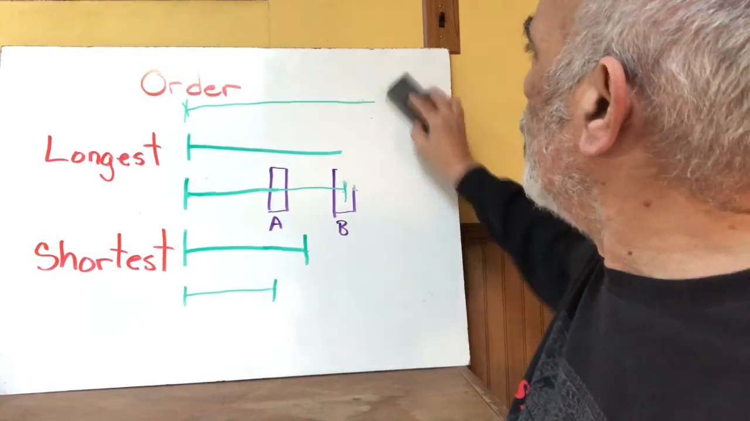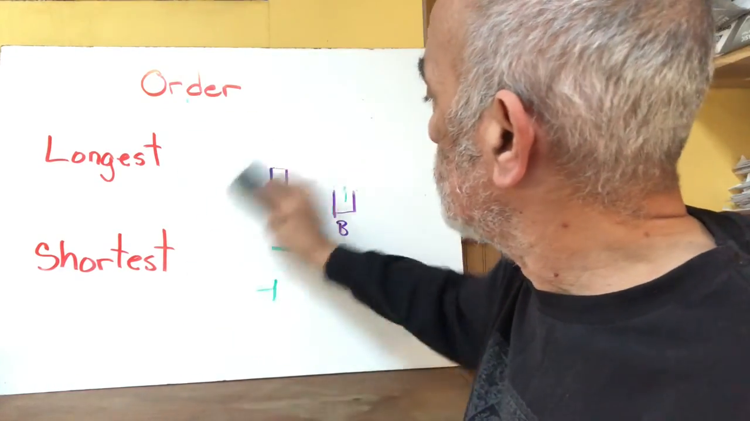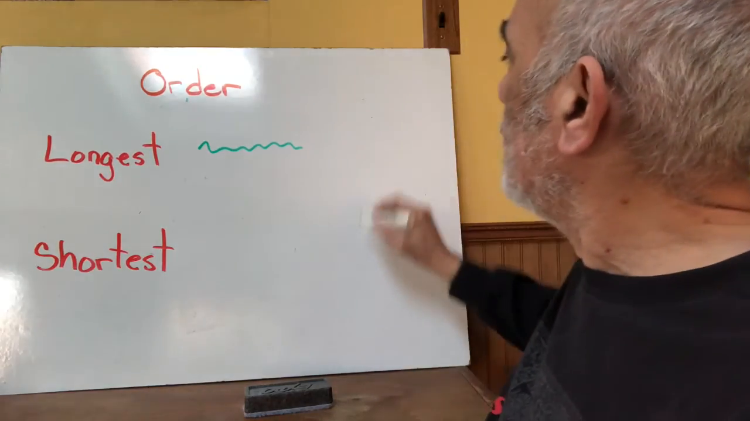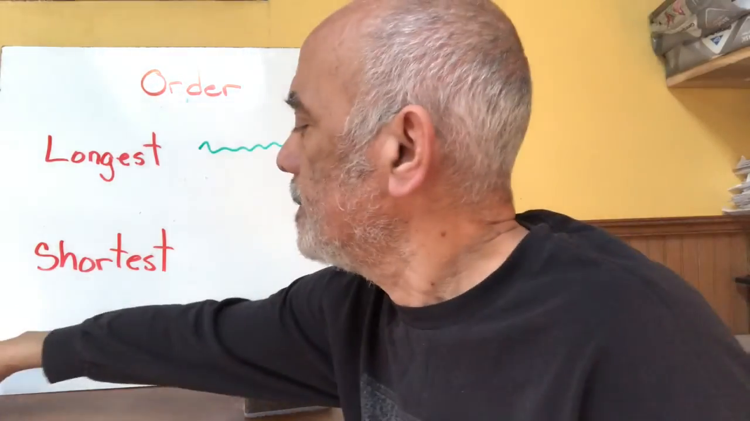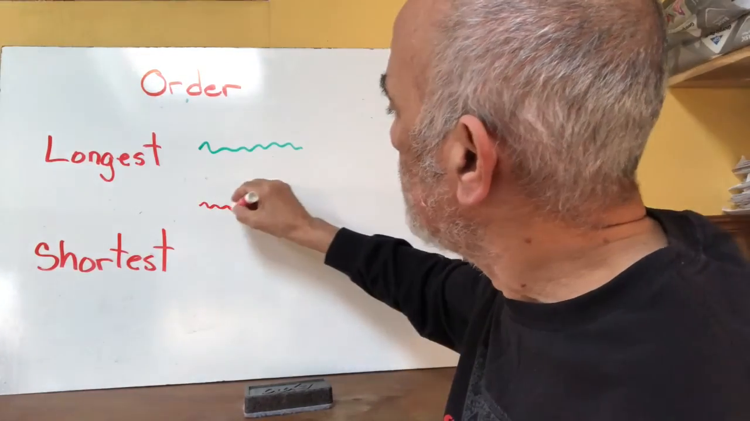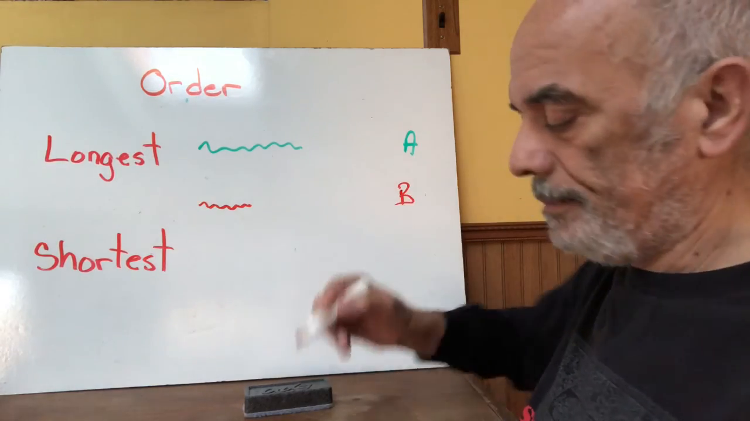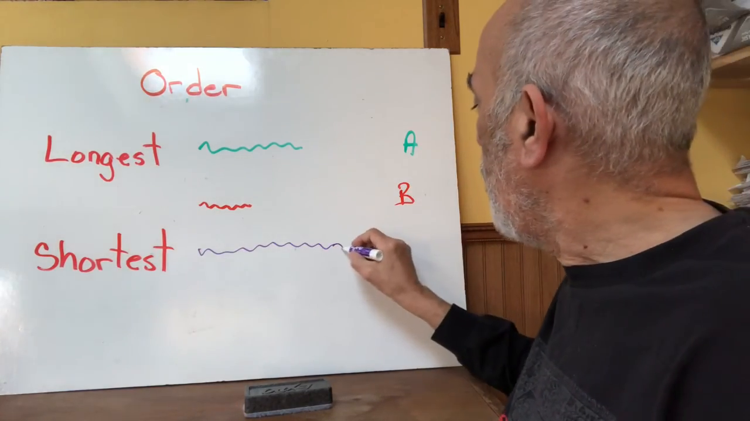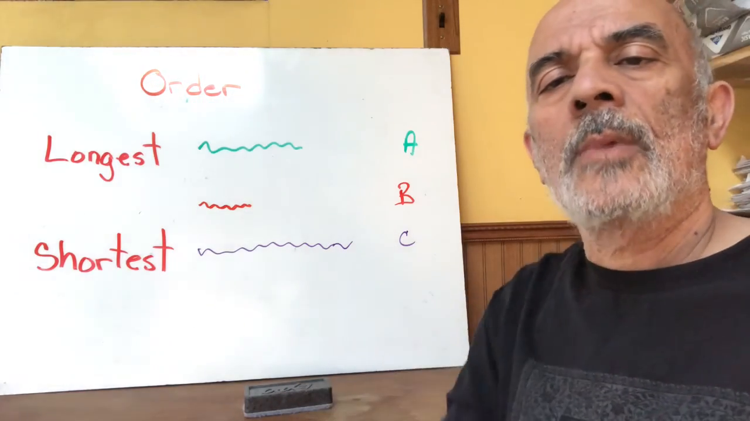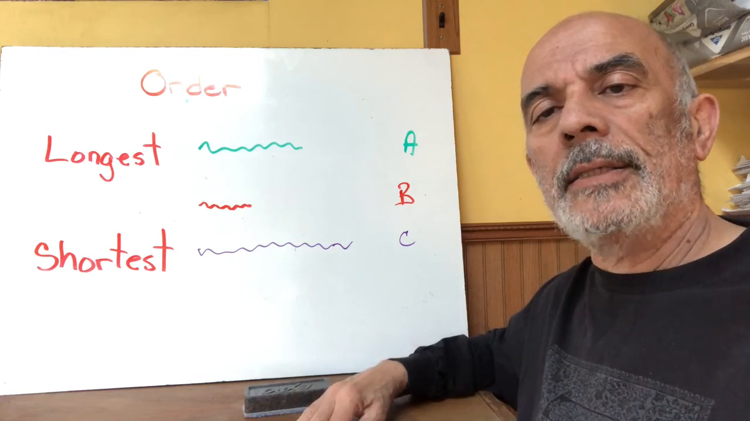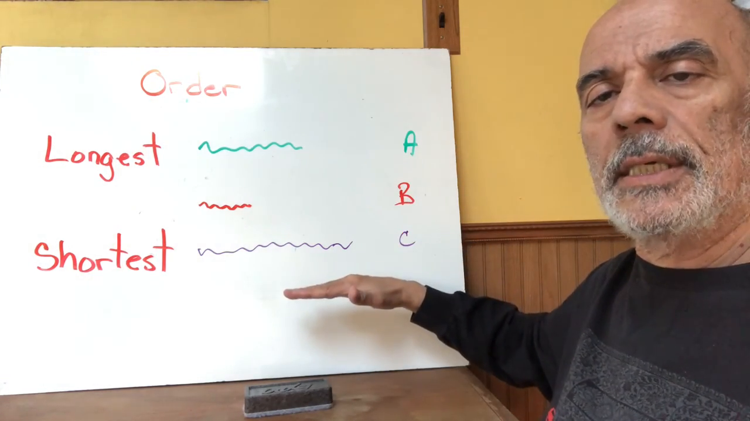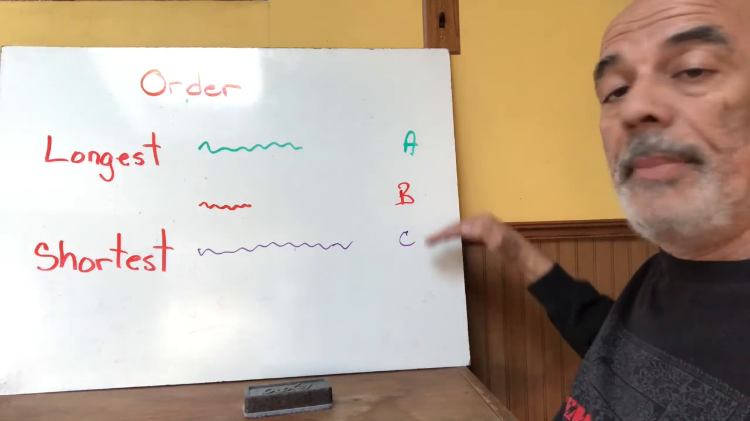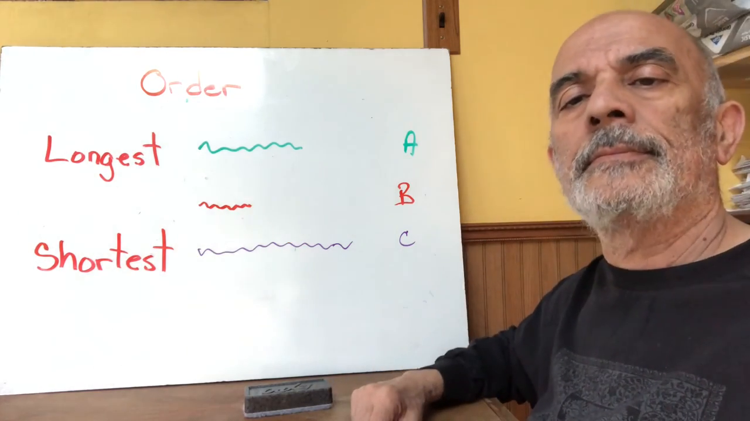Let's try one more. I have this line, we'll call it A. Then I have a red line. We'll call that one B. And then I have a purple one. We'll call that one C. If I wanted to order these lines from shortest to longest, how would the order be? Would it be A on top as the longest, B in the middle, and C on the bottom as the shortest? I'll give you a second.